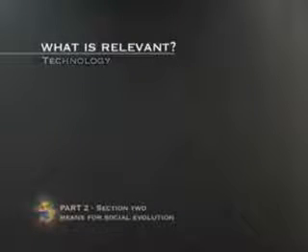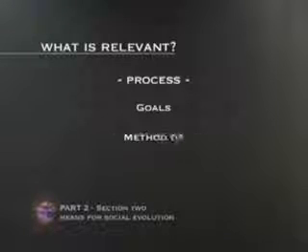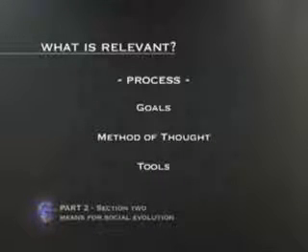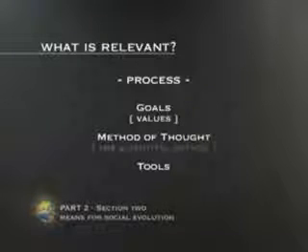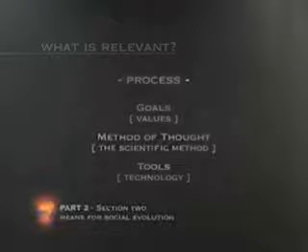Now, coming back to our larger point, the three attributes of personal and social evolution are thus our goals, the method of thought, and the tools to get it done. We define our goals based on what we value. We utilize the scientific method to solve problems and create hypotheses, and we harness technology to make the goal a reality.